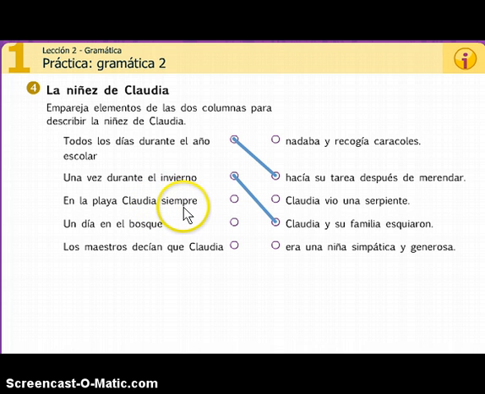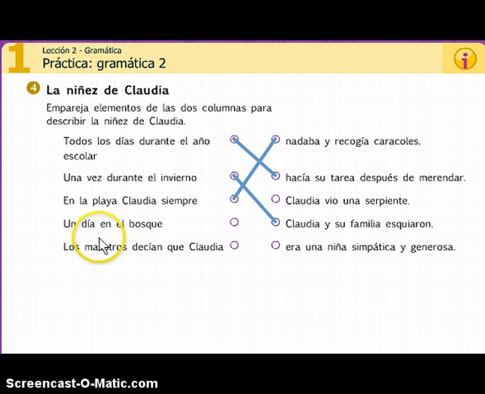En la playa, Claudia siempre. Siempre. That's a big hint that I'm probably looking for an imperfect verb. And it's going to be something to do with being on the beach. Uh-oh, up here, look, found it. I got something to do with swimming and picking up shells, and awesome. Both of my verbs are in the imperfect.